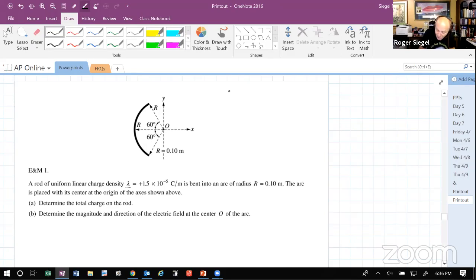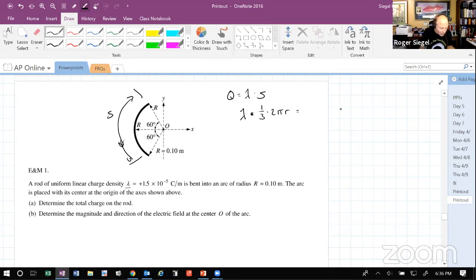Well, the total charge, Q, is going to be the charge density times the length. Actually, I'm going to call it S, because usually when we do an arc length, we call that S. And so that's our arc length from there to there. And so that's going to be lambda. And the arc length, since I've got 60 degrees and 60 degrees, that's 120. That's a third of a circle. That's going to be 1/3 times the circumference, 2 pi r. So we're going to do lambda times 1/3, 2 pi r.